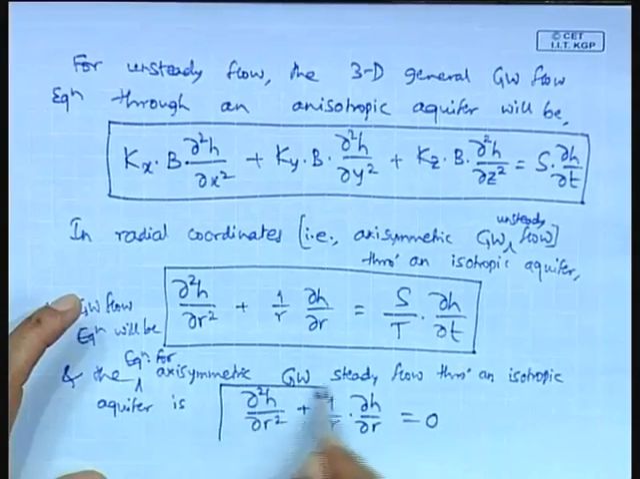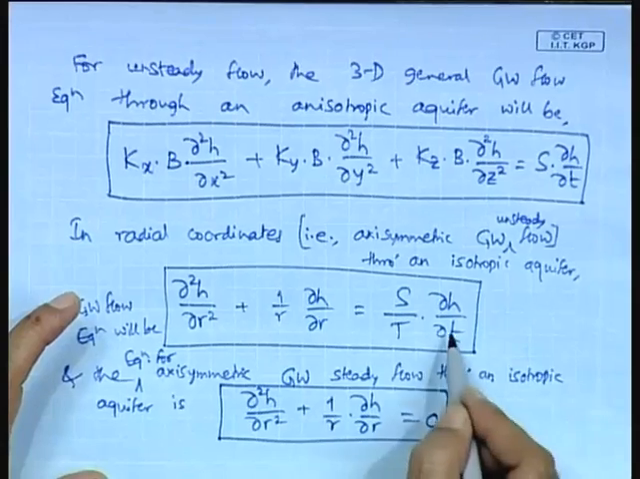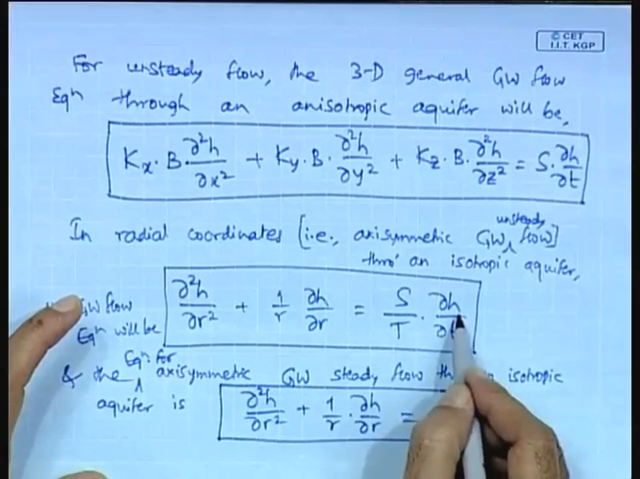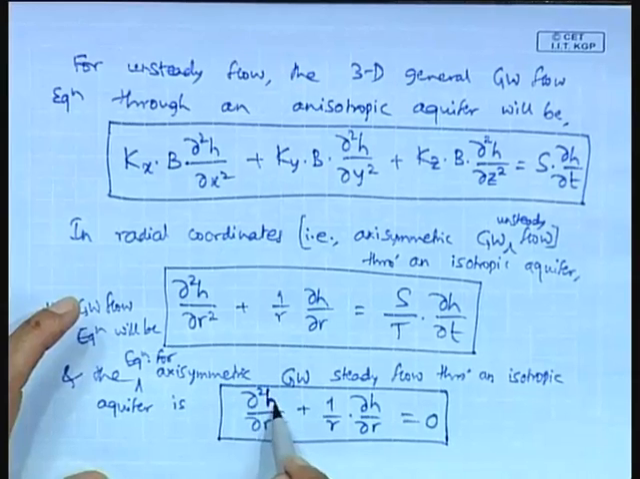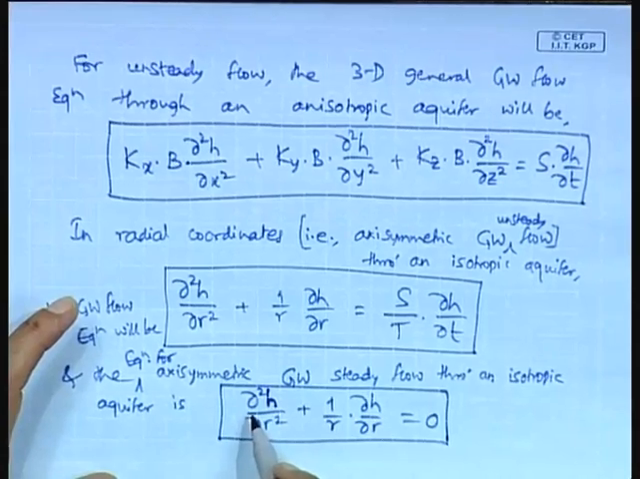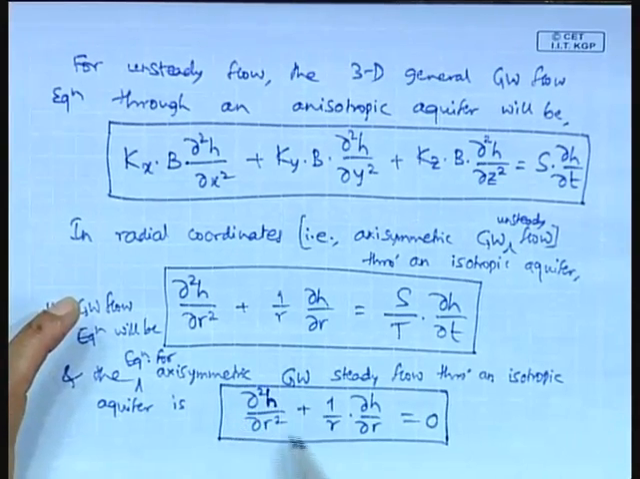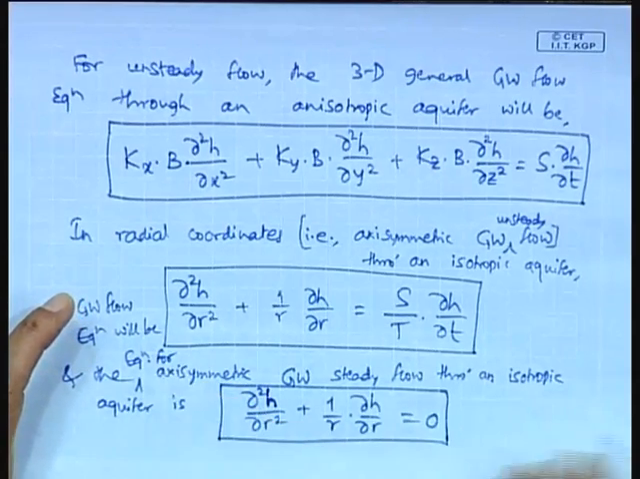In this case, the flow is steady. So, therefore, this d h by d t term becomes 0. So, the right hand side becomes 0. So, this is obviously the Laplace equation, its equivalent in the cylindrical coordinate system or the radial coordinate system.